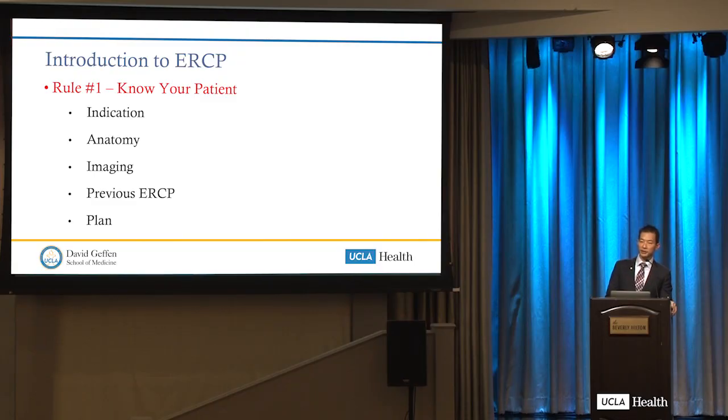Make sure you review any imaging, particularly any MRCPs, which are very helpful in guiding where you want your guide wires and stents to go. Look at any previous ERCPs and the cholangiograms that have been performed. So when you go in for this procedure, you have a roadmap for where you're going to go and a plan. What is your plan for the procedure? Is it balloon dilation, stent placement, stone removal, and so on?